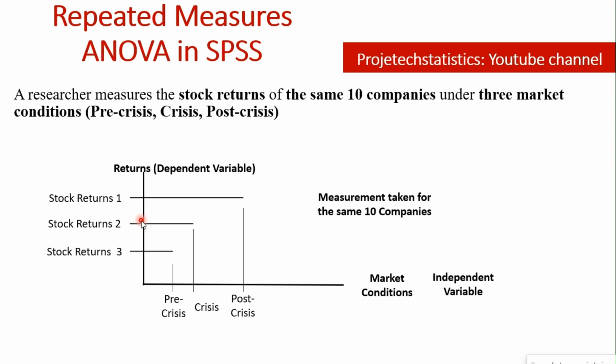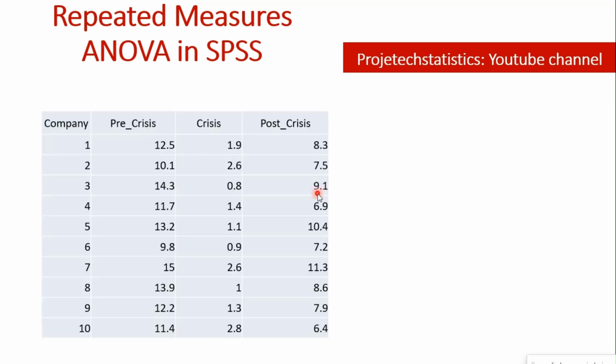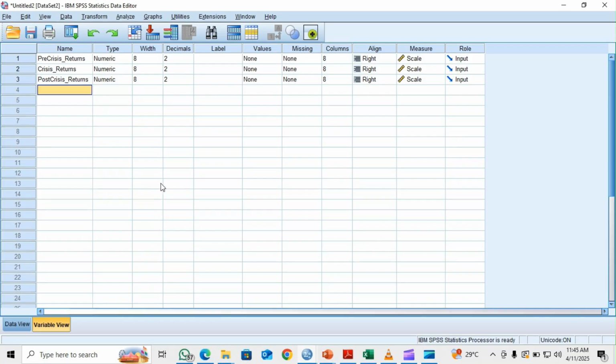So the researcher measures the stock returns of the 10 companies under these conditions, and they are recorded. These are the data that have been recorded for the three conditions for the 10 companies. Now I'm going to take you to SPSS to see how we put this data in SPSS and run the analysis. So this is the SPSS.